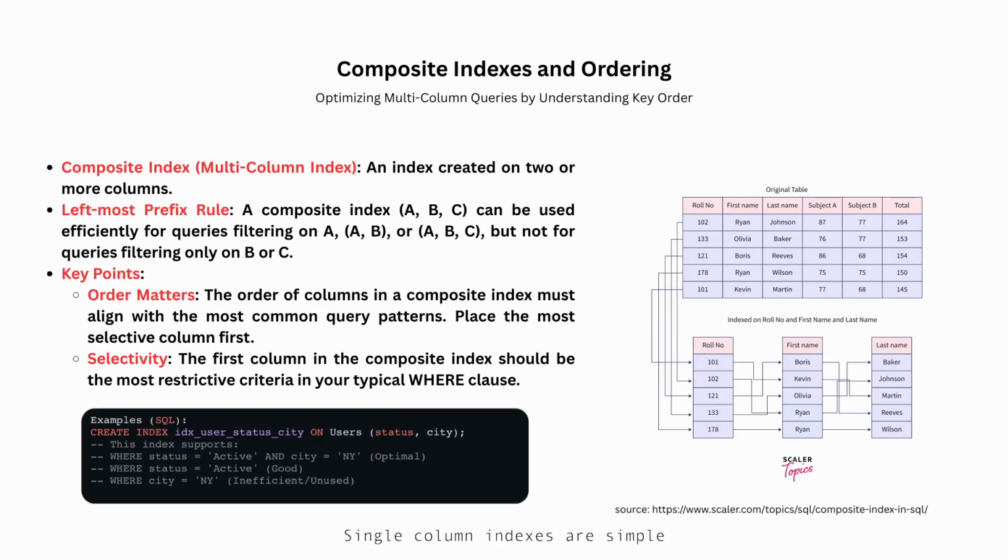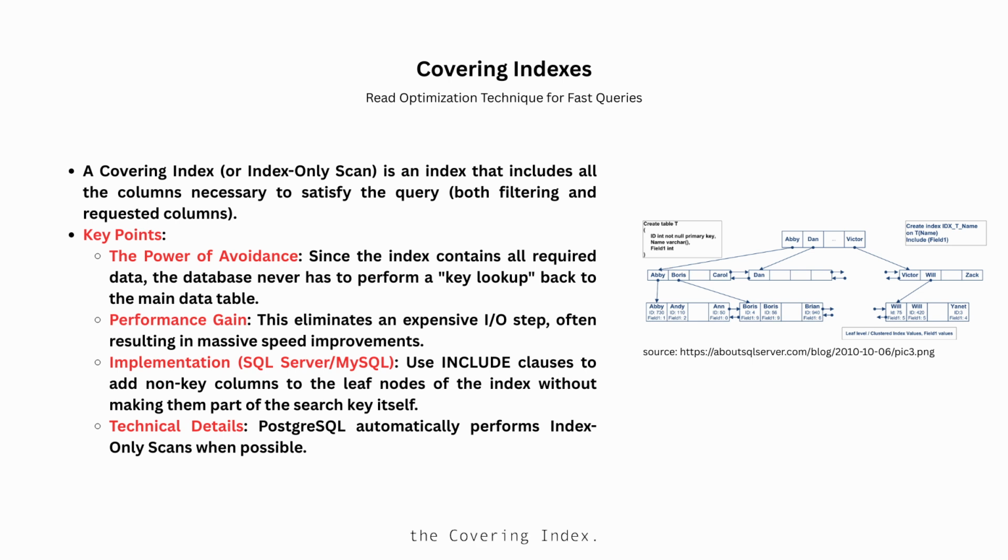Single-column indexes are simple, but real-world queries often filter on multiple attributes. This is where composite indexes come in. The most critical concept here is the leftmost prefix rule. A B-tree on columns A, B, C is sorted by A, then B, then C. If your query filters by A or A and B, the index works. If you query only B, the index is useless because the data isn't globally sorted by B. Therefore, you always order your composite index columns by selectivity. Place the column that eliminates the most rows at the very beginning of the index definition. This is the holy grail of optimization, the covering index.